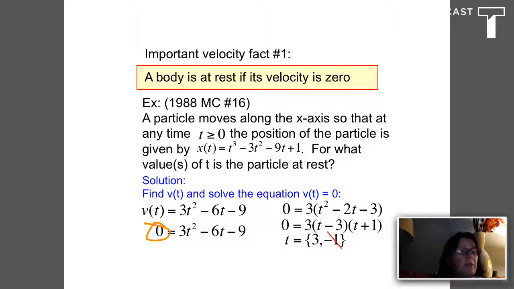I get two solutions. You notice that I've crossed out -1 as a possible solution. That's because of the statement in the original problem, limiting the domain of the x function. Since velocity is the derivative of the x function, derivatives take on the domain of their father function, whatever function they were derived from. So I can't include in the velocity function any value that is not in the domain of the original function. That's why I've crossed out the -1, and I would say that the particle is at rest at exactly time t equals 3.